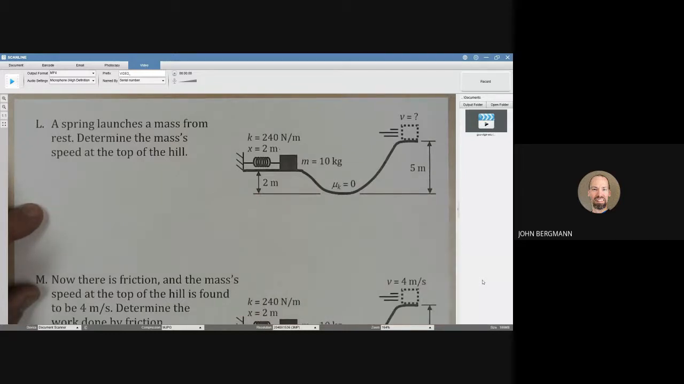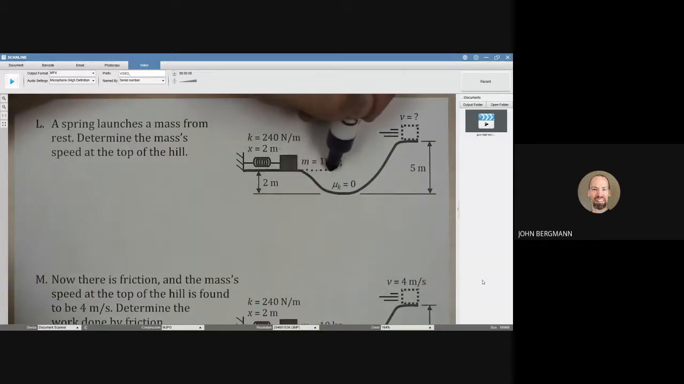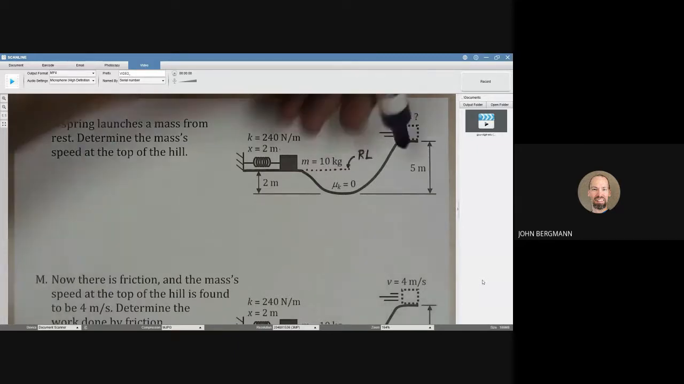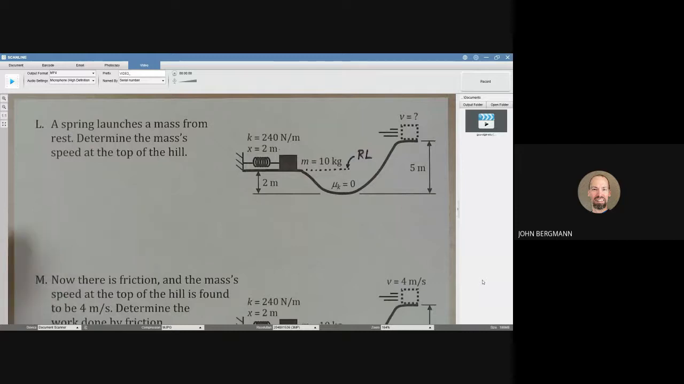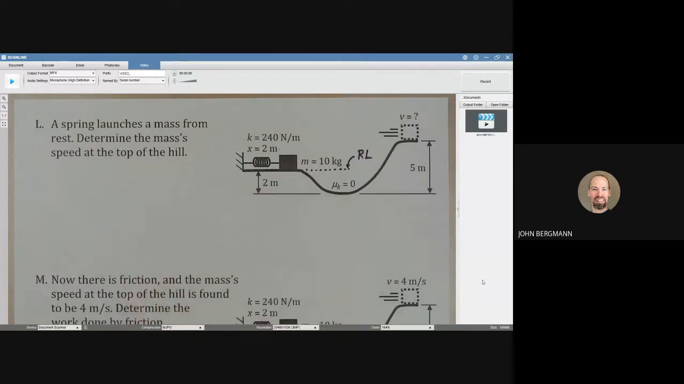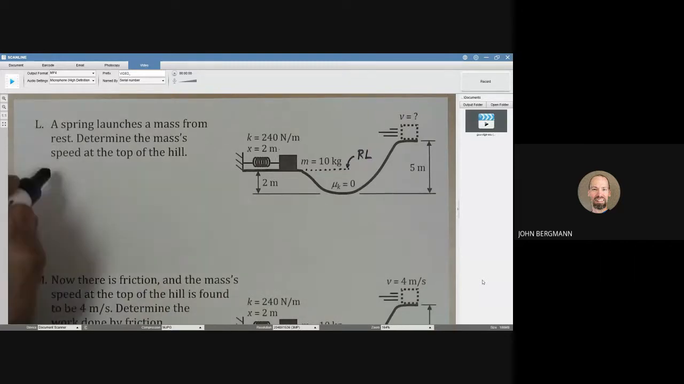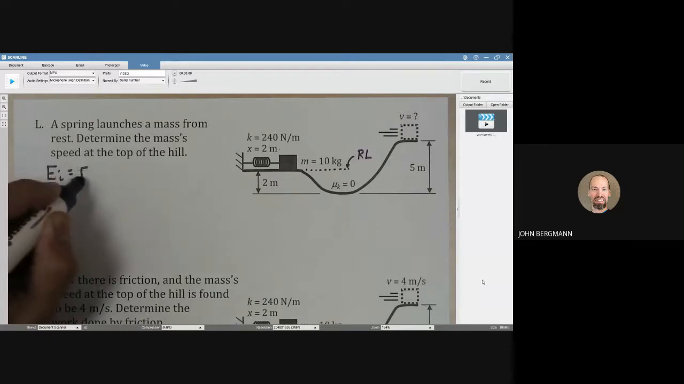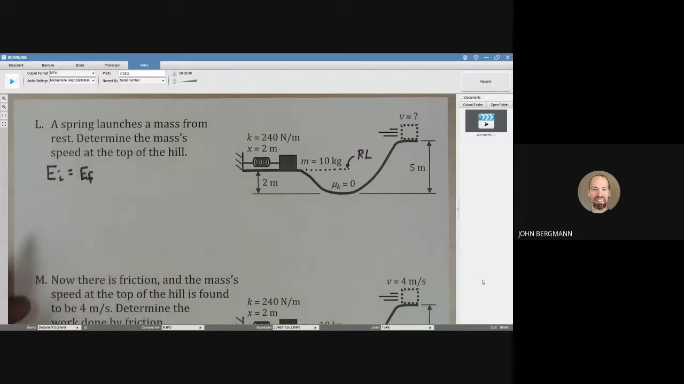Since there's no friction, I'm going to make this the reference line right there for determining gravitational potential energy, which means my system won't have any gravitational potential energy at first. Since there's no friction, we can use conservation of energy. E initial equals E final.